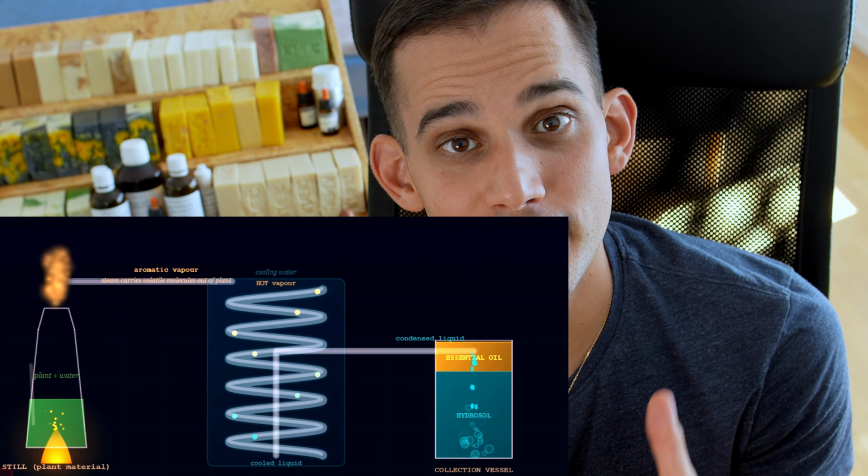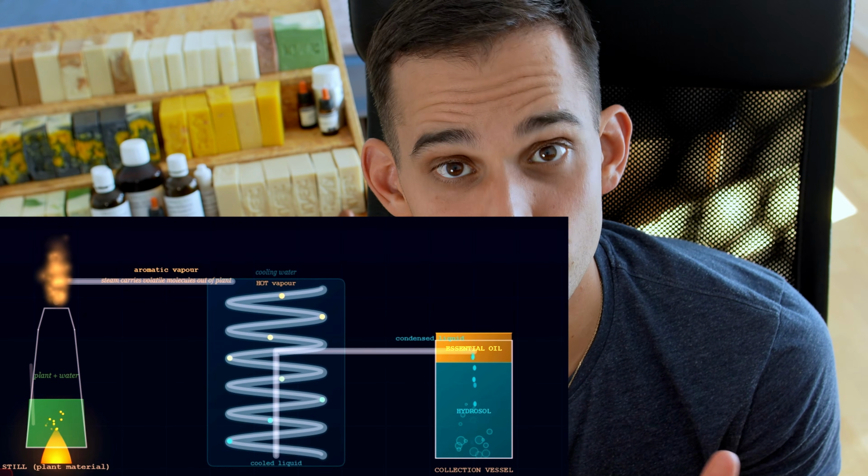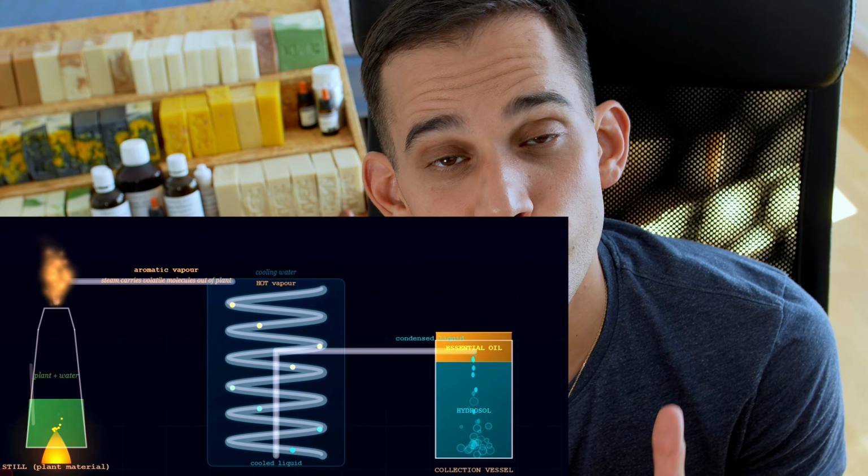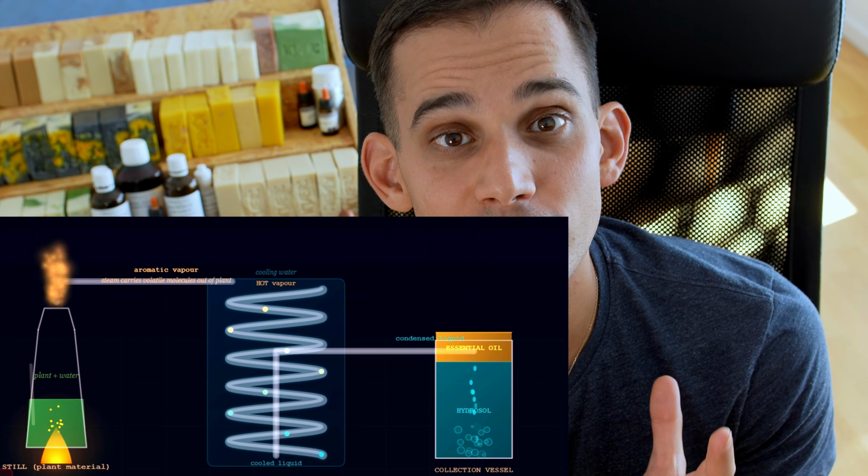And then once you have the steam containing all these aromatic compounds, you pass it through a condenser, basically something really cold. And the condenser condenses all the vapor into liquid, and then you get a hydrosol, basically a mixture of water and essential oil.